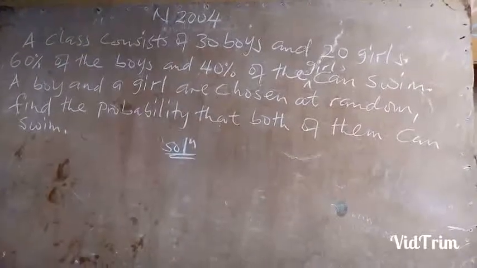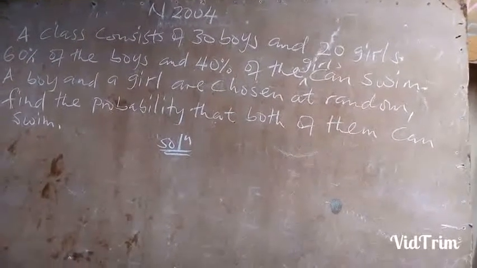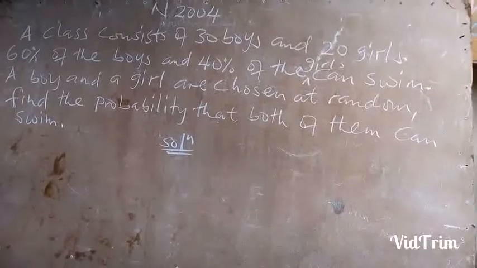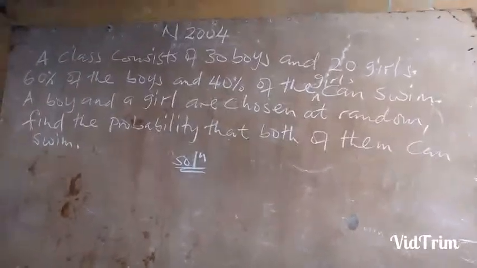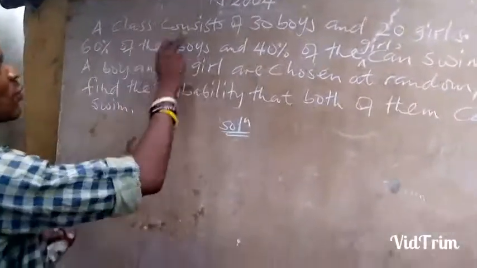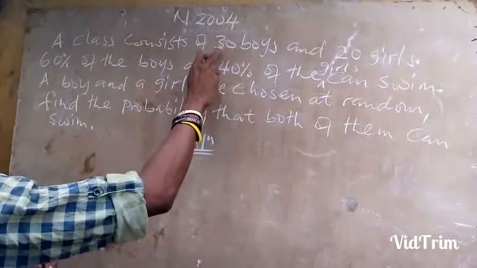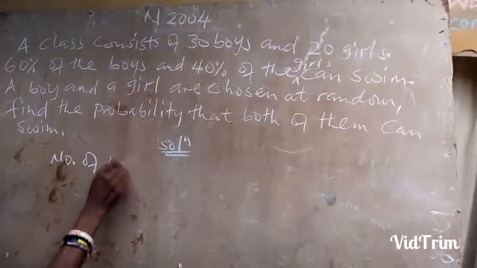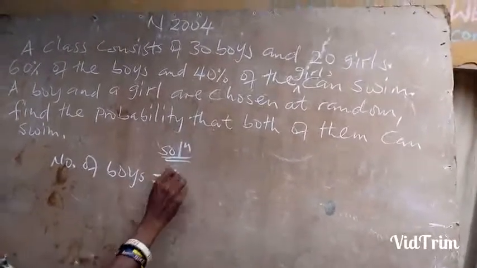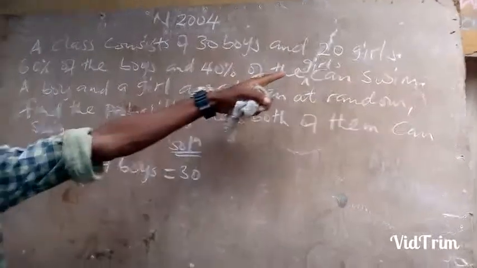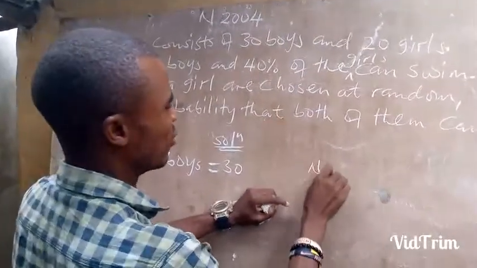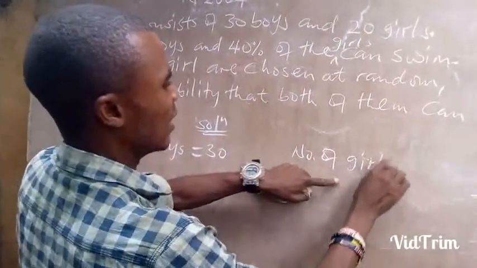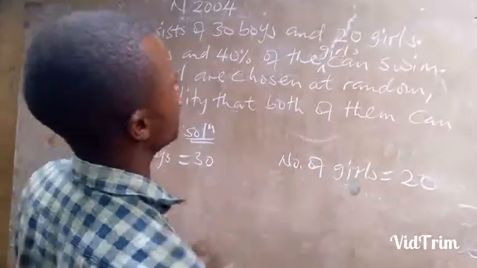A boy and a girl are chosen at random. Find the probability that both of them can swim. Now let us analyze them one after the other. A class consists of 30 boys. So you say number of boys, according to them, we have 30 of them. Then the number of girls in that class, 20 of them.